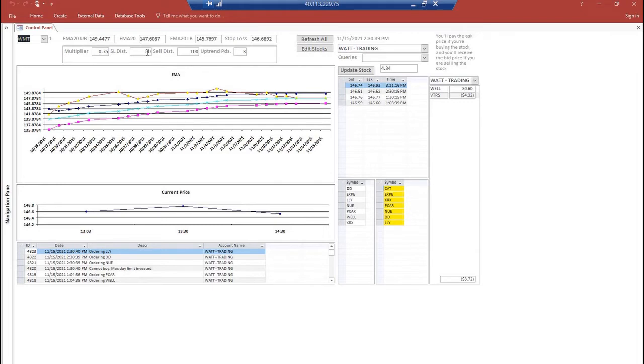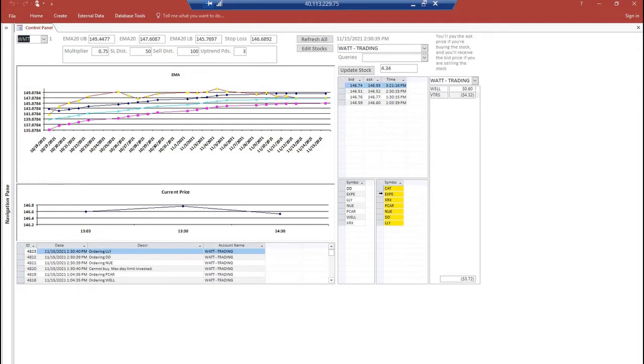My stop loss distance I set to 50%. That's a percentage. That means I'm going to sell halfway between these 2 lines, the middle and the lower band. My sell distance is 100%, which means I'm going to sell at this upper band. And I look for 3 uptrend periods. With the Keltner model, you want to look for a stock that's been trending upward. Basically, this middle line here is the trend of that stock price. So even though it's been going down a little recently, the general trend has been upward.